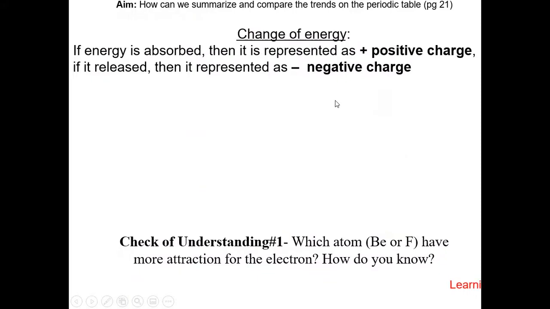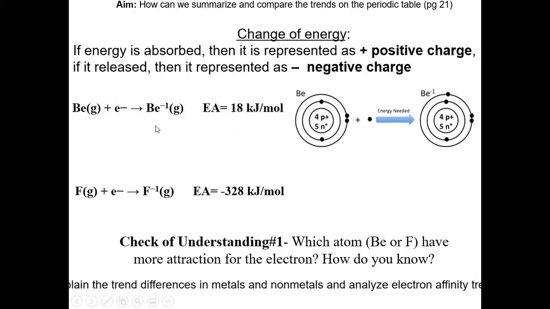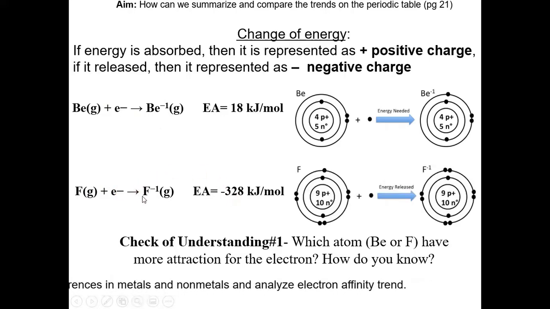Now we're going to talk about what the positive and negative signs mean. In science, if you see a positive sign next to a value of energy, it means energy is absorbed. If you see a negative sign, it means energy is released. So let's look at some diagrams. Here at beryllium, the electron affinity of beryllium is 18 kilojoules per mole. So notice you need to absorb energy for beryllium to gain the electron. For fluorine, energy is released when it gains the electron.